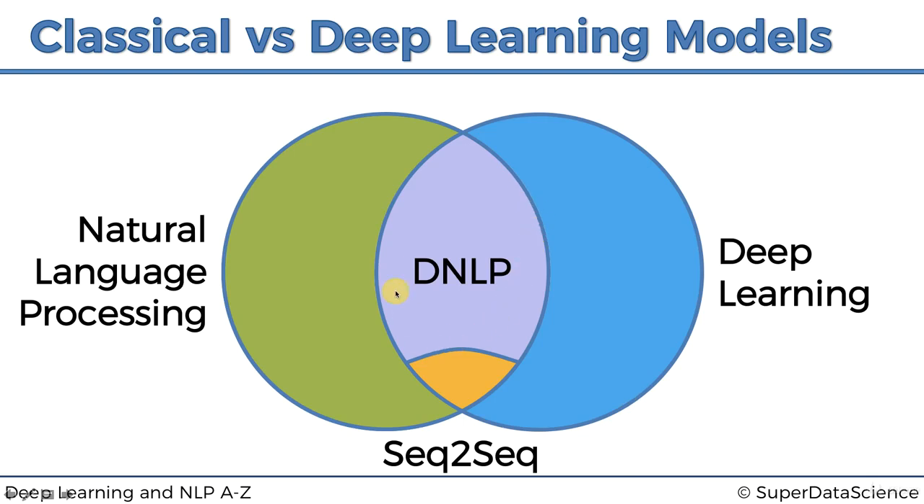So their overlap is the deep natural language processing. Those are the very advanced types of natural language processing models which use deep learning. And then finally at the bottom here, we've got the sequence-to-sequence models, which we'll be interested in at the end.